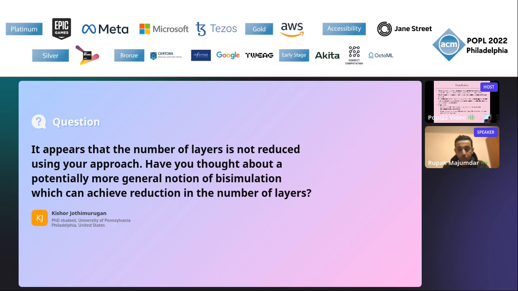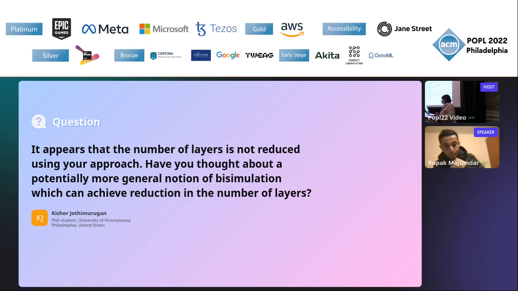This is a question by Kishore Yosimurugan. The question is, it appears that the number of layers is not reduced using your approach. Have you thought about a potentially more general notion of bisimulation which can achieve reduction in the number of layers?